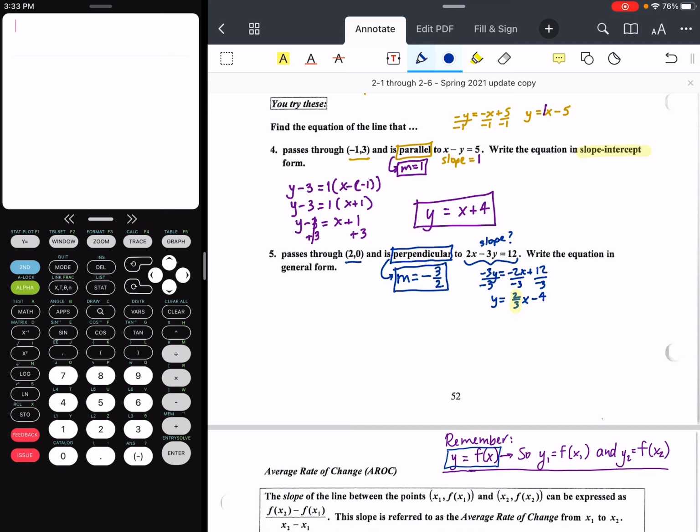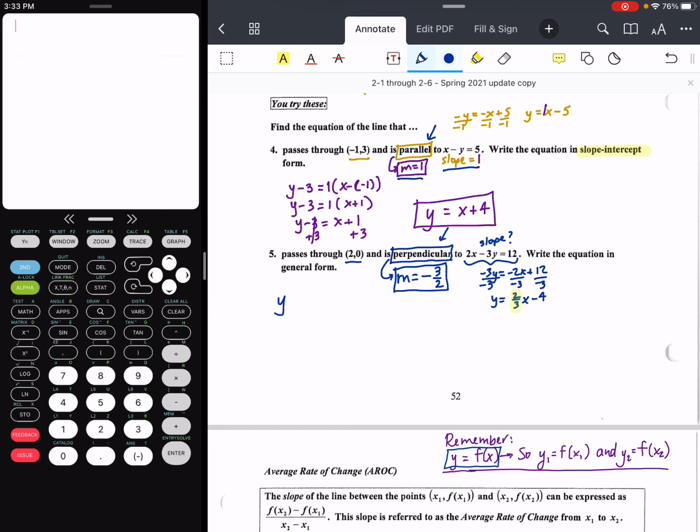So I'm going to be using the perpendicular slope negative 3/2. The original slope is positive 2/3. My perpendicular slope is negative 3/2. Back in number 4, the slope of the original line was 1. The slope of my line was 1 because our lines were parallel. In number 5, my lines are perpendicular, so that's why I'm switching to the negative reciprocal slope.